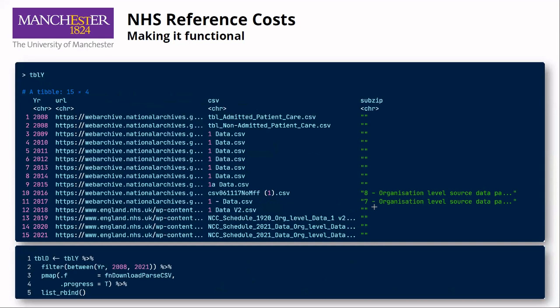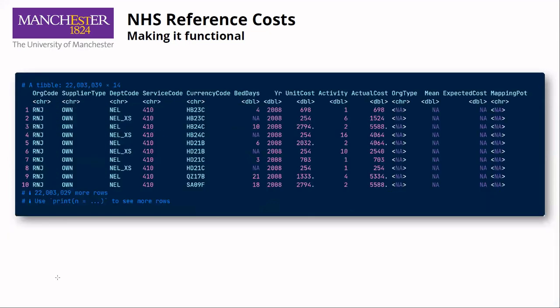But using exactly the same trick I showed you before, where I set up a table of everything I'm interested in here, in this case, 15 rows, one row for each year, of where it's going to find the data, what the CSV file is called, and where it might have to go into a subzip to find it. Feeding that to a pmap function enables us to bring back, in this case, 22 million lines of data, which is an astonishingly rich data set, which, as far as I'm aware, almost no one has ever looked at.